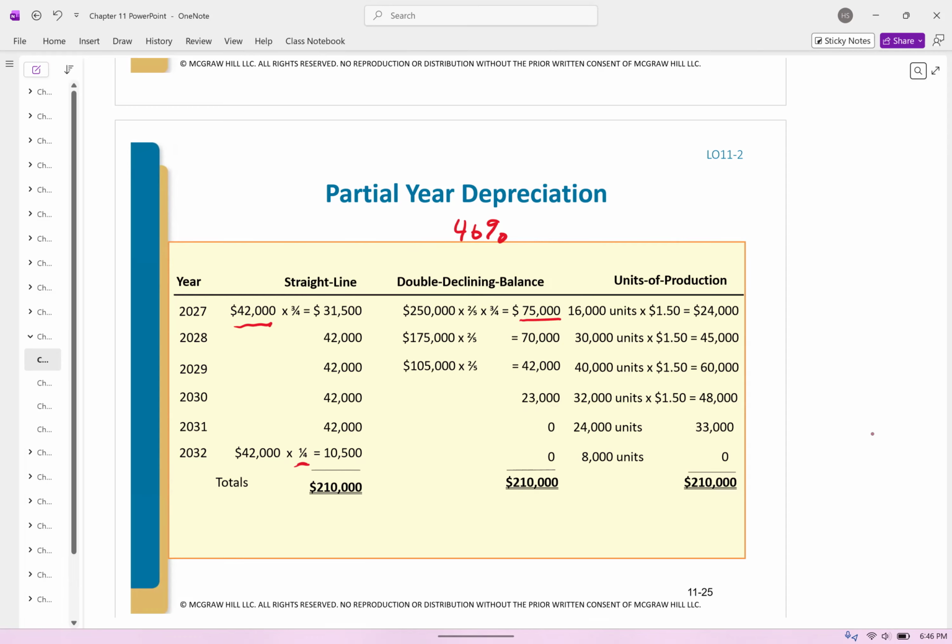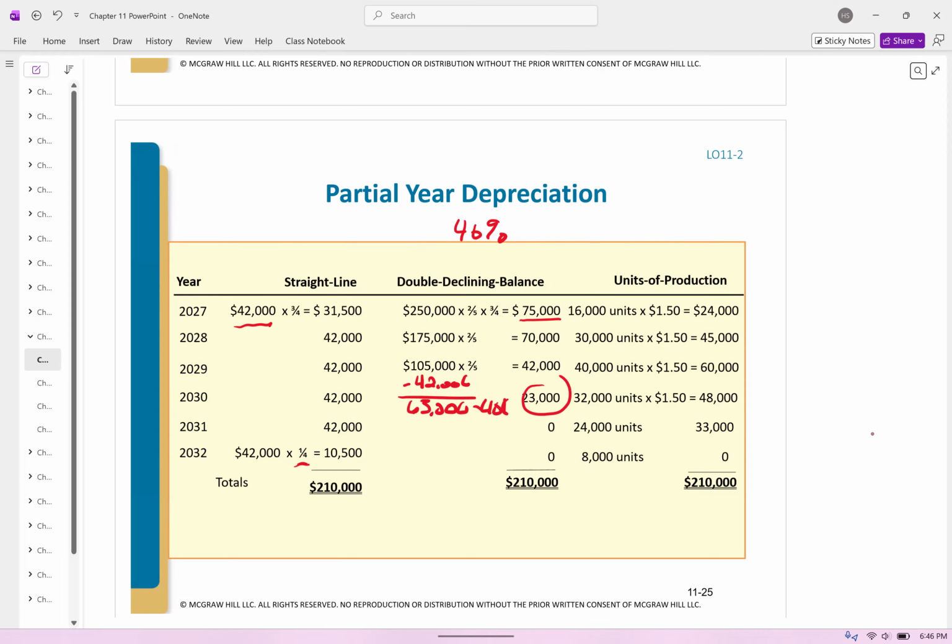So remember, when they get down to here, they took the 105 minus the 42,000. And let me calculate that really quick. That is 63,000. Subtract out the 40K and that gives you the 23,000.